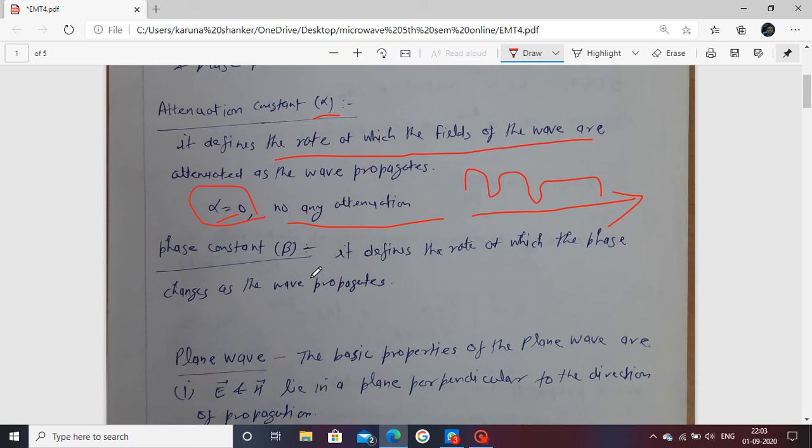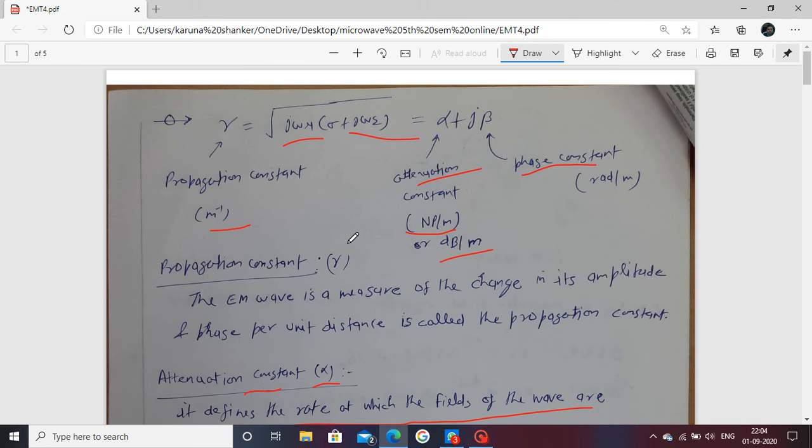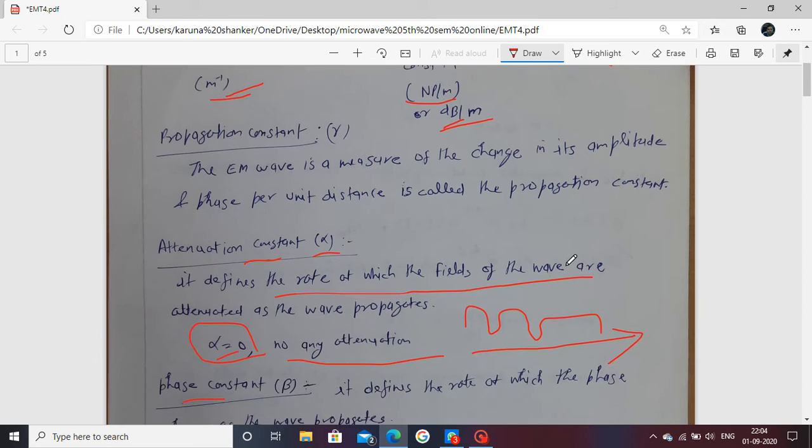Next term is the phase constant. The phase constant is defined as the rate at which the phase changes as the wave propagates. Overall, this is the amplitude, and this is the phase change per unit distance traveled by the wave. You can also see this in the unit terms, per meter, meaning per unit distance the wave travels. The amplitude decreases per meter in terms of dB or Nepers, and the phase constant tells how many radians change per meter.